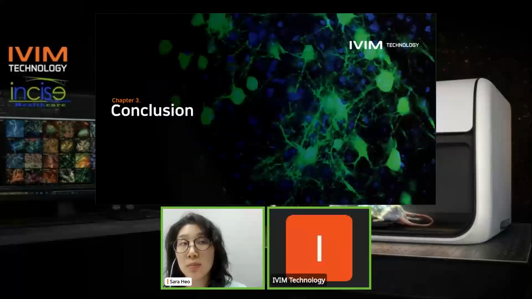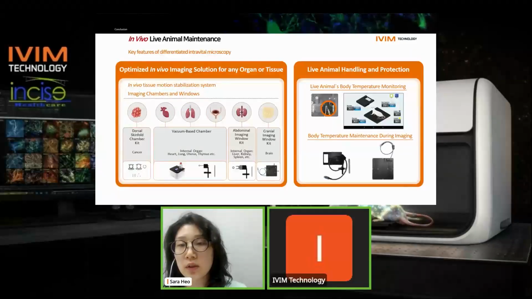And that's it for the applications, and I would like to conclude today's webinar. The intravital microscopy from IVM allows imaging more than just single time point imaging in different animals, as multiple time points can be imaged in a single animal.